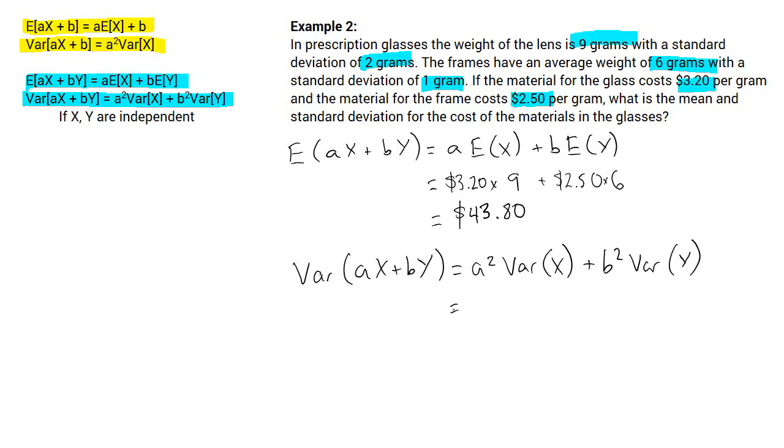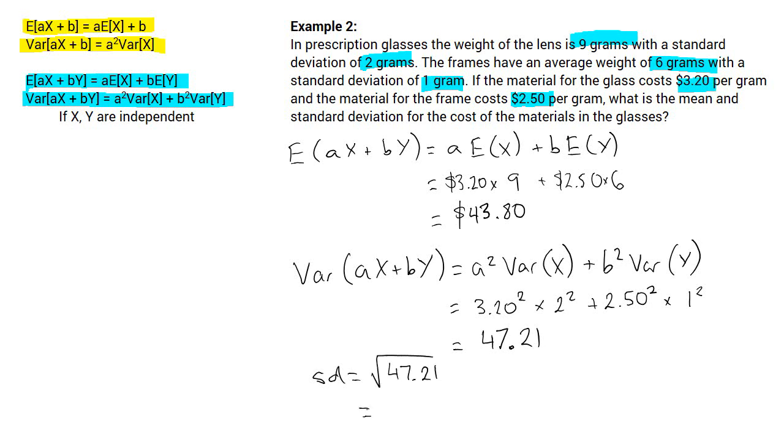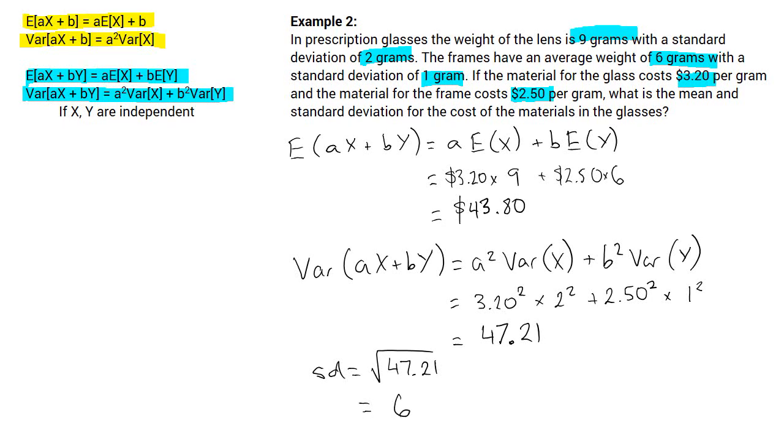So, if we come along and substitute the values that we have into this, we know that a is 3.20, so we're going to need to square that, and the variance is just the standard deviation squared, which in this case is 2 squared, plus the value of b is $2.50, so 2.50 squared, standard deviation of y is just 1 gram, so it's going to be 1 squared. If we type that all into our calculator, we'll find out that that's equal to 47.21. Now, we need to remember that that's not the standard deviation. To get the standard deviation, we need to square root 47.21, which is equal to 6.87 rounded to 3 significant figures.